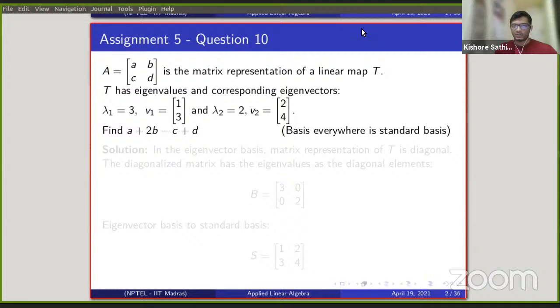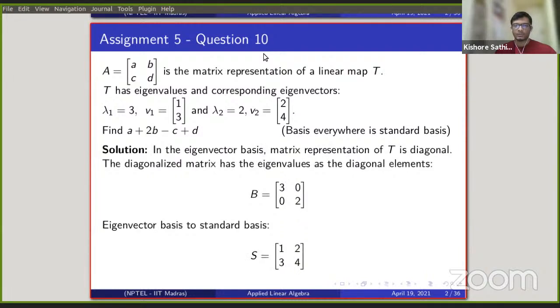I'll read the question out. We've given the elements of the matrix A, which are a, b, c, d, as the matrix representation of a linear map T. And T has the following eigenvalues and the corresponding eigenvectors. So lambda 1 is 3, V1 is (1, 3). And the second eigenvalue, lambda 2, is 2, and the corresponding eigenvector is (2, 4). And we've been asked to find some linear combination of the elements of the A matrix.